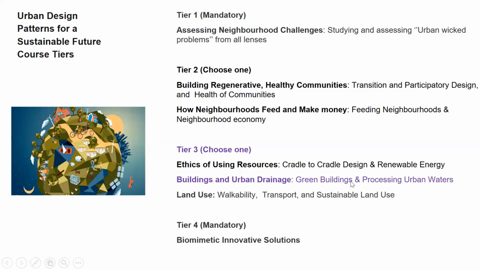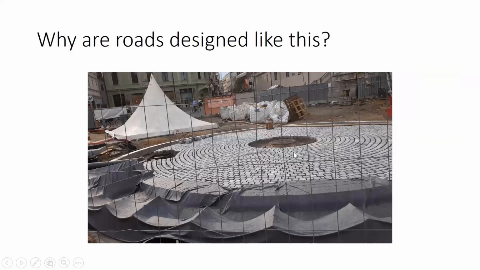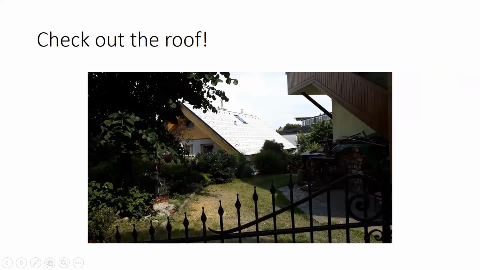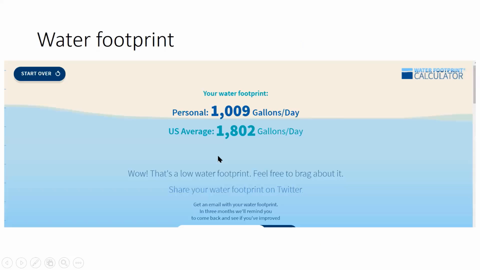Hi, in this video, we will be looking at Tier 3 processing urban waters. Now, some roads have certain shapes, and these shapes have a function because they catch water. We call this the urban drainage. So here you can see the water pathways in the roads, and you can see the roof as well. It allows water to trickle down.